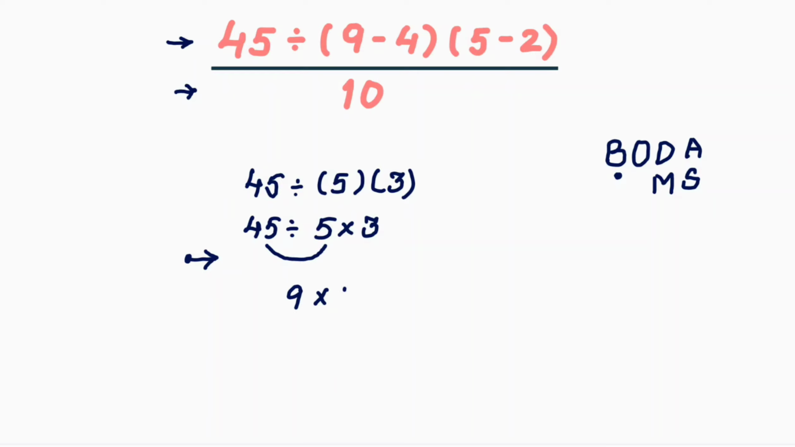Becomes 9 into 3, 27. So 27 is the value of the numerator. If you divide it by 10, the final value is 2.7.